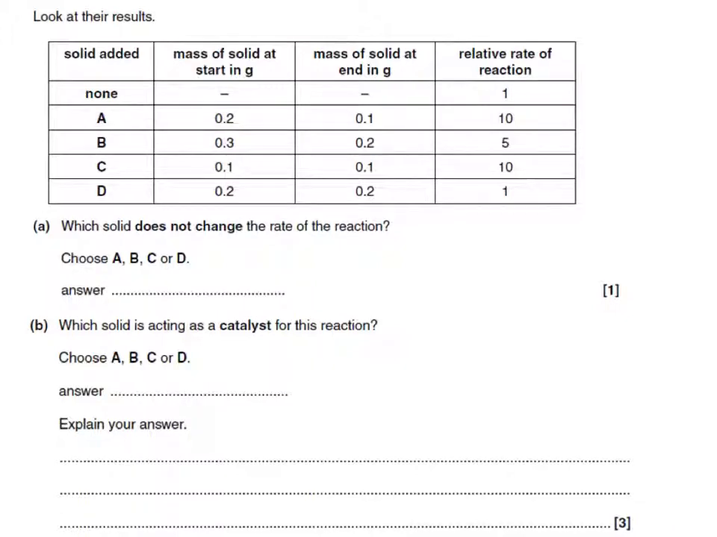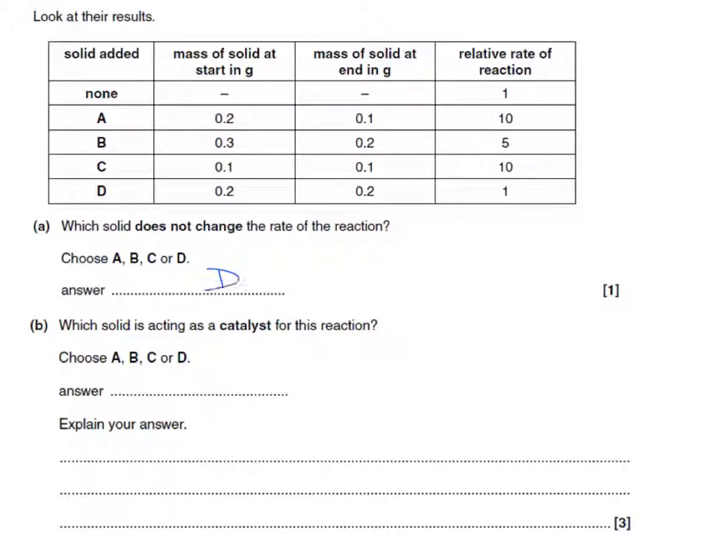Now what they've done is done the reaction without any catalyst added, and you see that the rate of reaction is very slow, a relative rate of 1. And then they've used 4 substances, A, B, C and D, and looked at the rate of each. Now it appears that D doesn't seem to do anything to the rate of reaction, but A, B and C seem to have speeded up the reaction considerably. The first question says what solid does not change the rate of reaction.